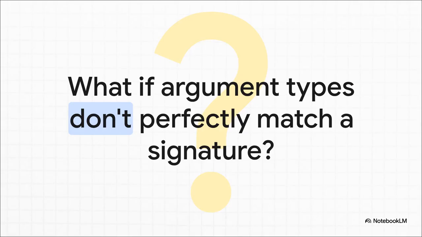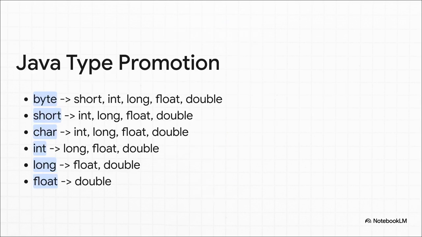Okay, so what happens if you call a method but the data you give it doesn't exactly match any of the signatures? Does Java just crash and burn? Nope. This is where it gets even smarter. It doesn't just give up, it tries to find the next best thing through something called type promotion. Here's how it works. Let's say you call a method and give it an int, but you don't have a version of that method that takes an int. If you do have one that takes a long, Java will automatically and safely promote your int up to a long just to make the call work. It basically widens the data type to find a match, and it follows these exact rules you see here.